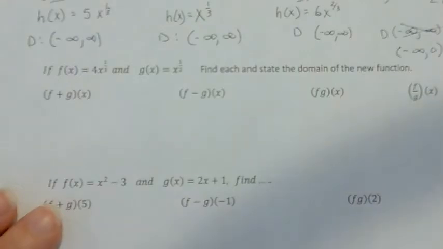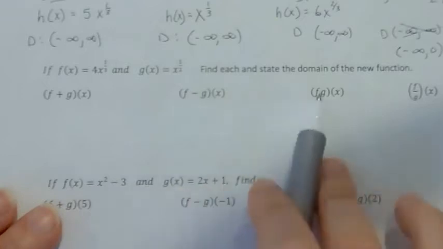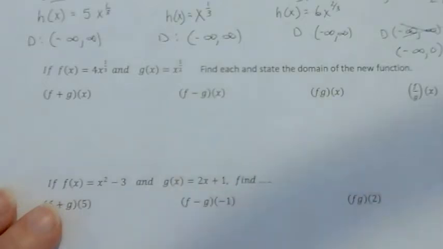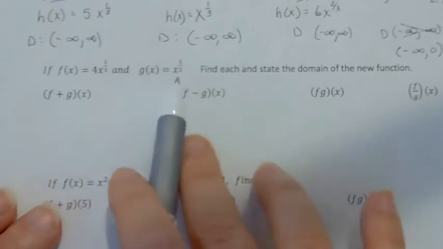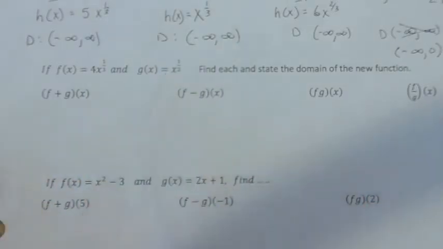Let's look at the next example. I'm going to create a new function by adding, subtracting, multiplying, and dividing. The functions that I'm going to create the new function out of are 4x to the 1/3 and x to the 1/2. So I want to start off by thinking about what my domain would look like.